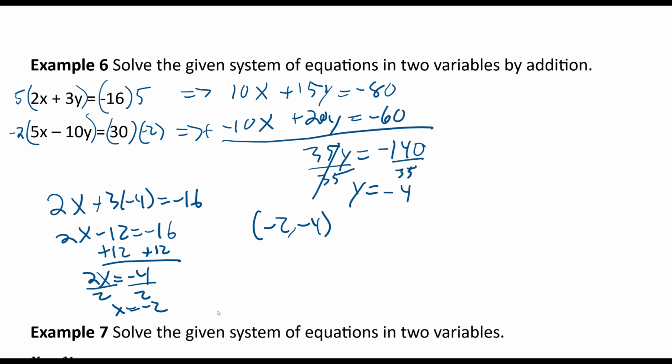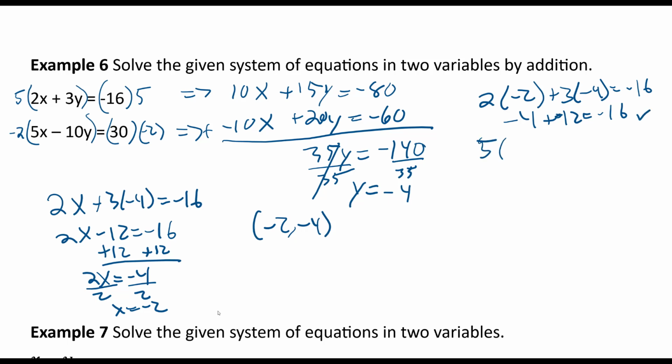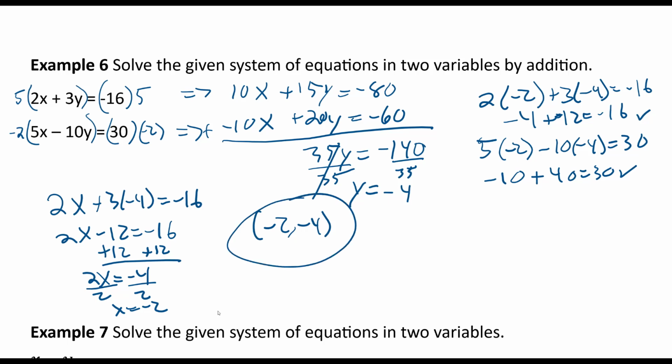And let's go ahead and check that. So it's 2 times -2 plus 3 times -4 equals -16. Is that going to be true? Is -4 plus -12 equal to -16? That's true. 5 times -2 minus 10 times -4, is that 30? So that's -10, then that becomes plus 40. Is that equal to 30? Yes, it is. So it works.